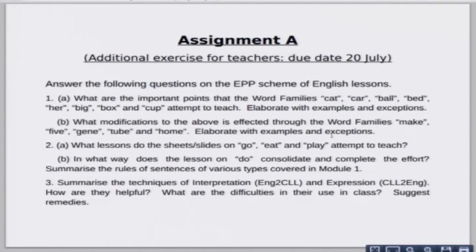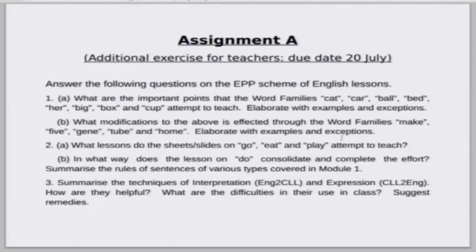Okay? For this you have to really think like a teacher and actually think for your students. How will you convince your students? How will you make a difference in the learning process of your students? Thinking of that, you construct the answers to these questions, and for this ample time has been given, and the due date of this will be 20th July. Okay?